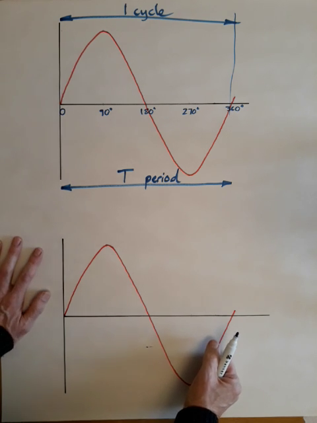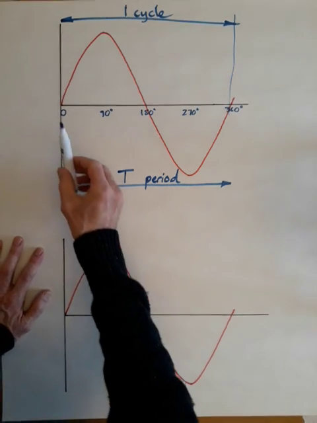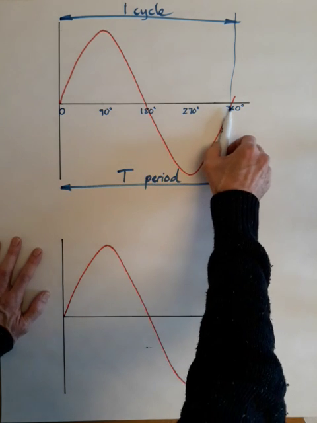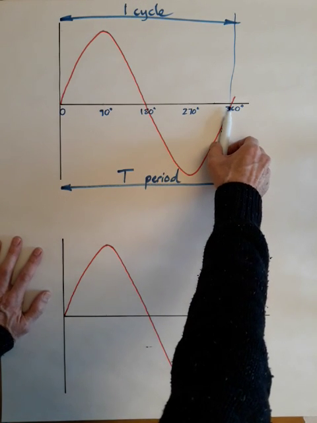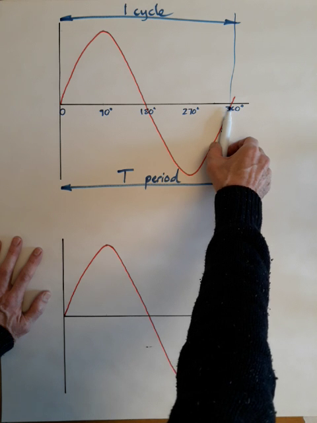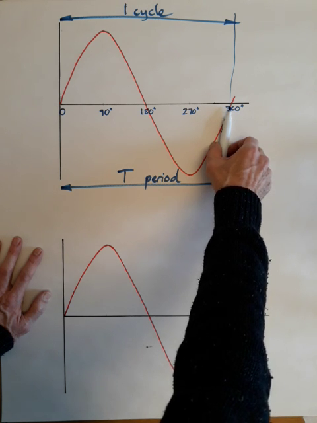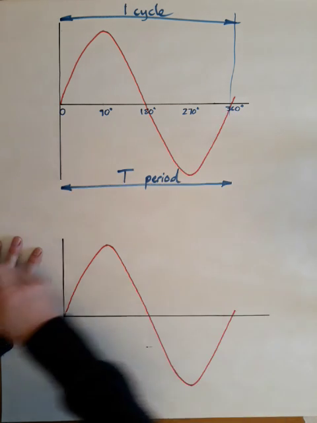Again, referring to our main supply, there are 50 complete cycles in 1 second. So we say that our frequency is 50 Hertz. So that was number 3 on your handout.